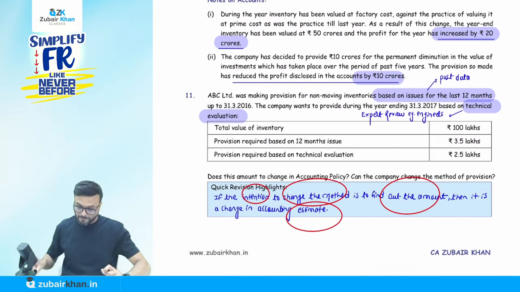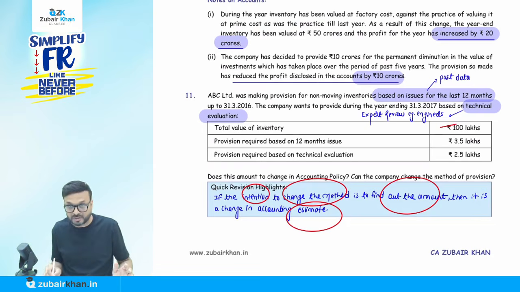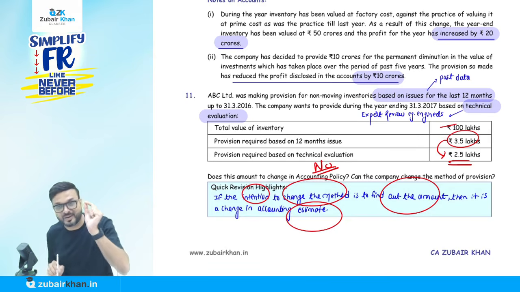Okay. So here, the total amount of inventory is 100 lakh. Now, as per the past record, if I go by 12 month performance, it is 3.5 lakh. I am converting from 3.5 to 2.5. Okay. So they ask us, does this amount to a change in accounting policy? No, it's a change in accounting estimate.